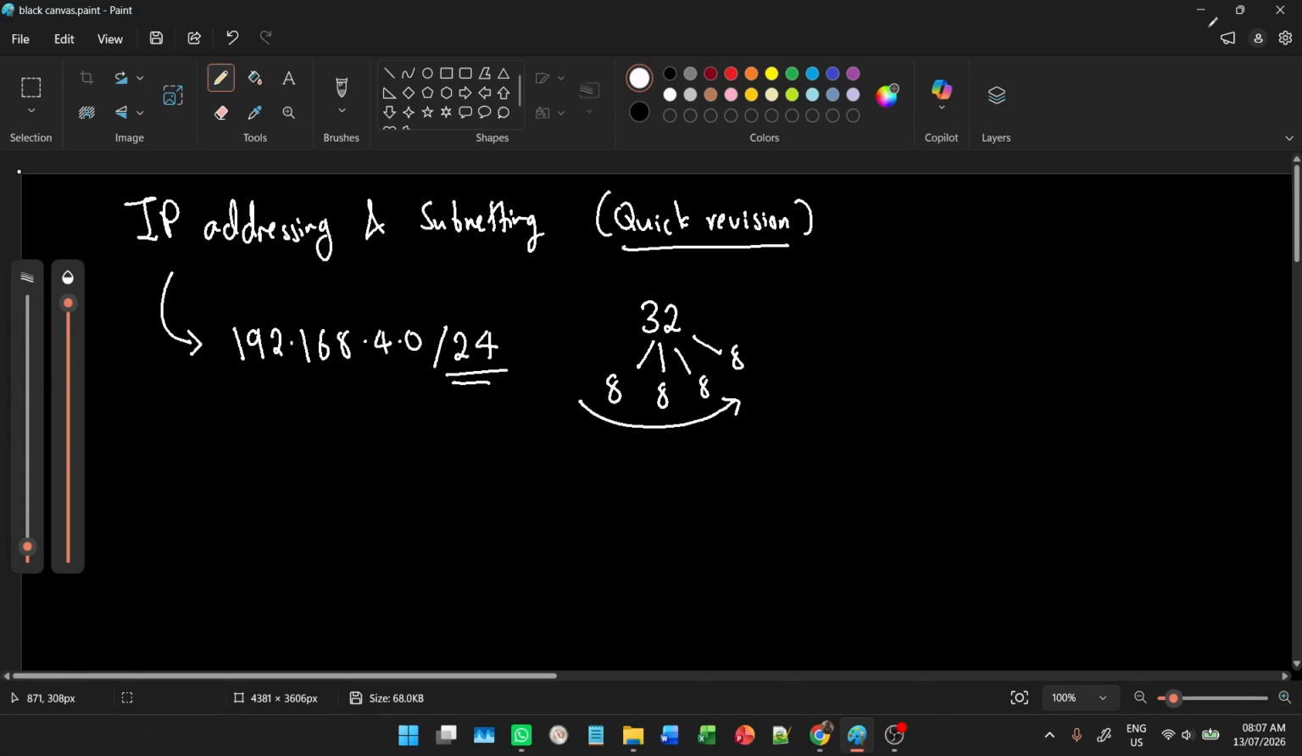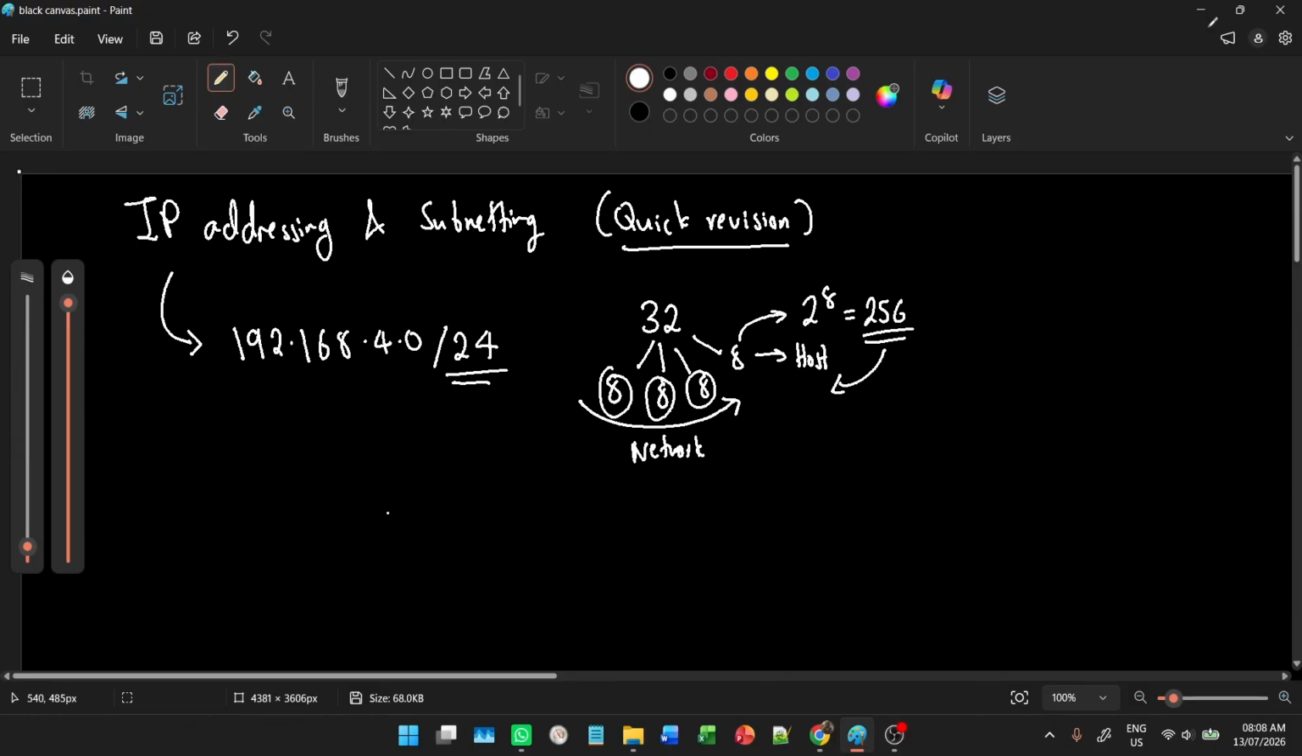So in this case, 24, meaning 8, 16, 24 is reserved for the network, and this 8 is reserved for the host, meaning this is the only part that we can change, right? So there are 2 to the power 8 number of combinations here. That's going to be 256. That means there are 256 different addresses that we can have for the host.